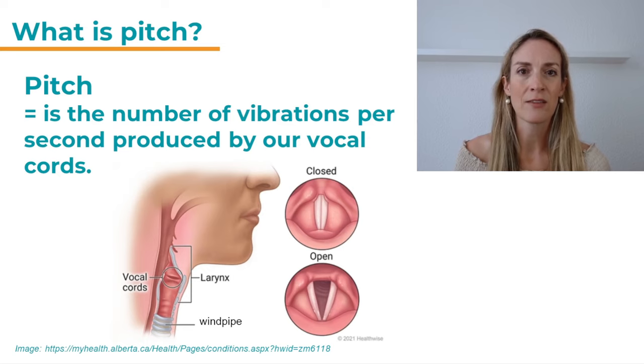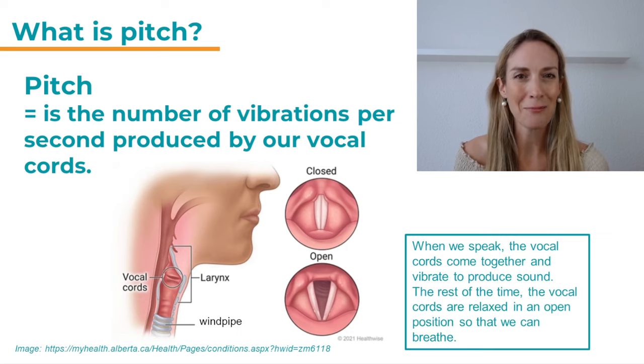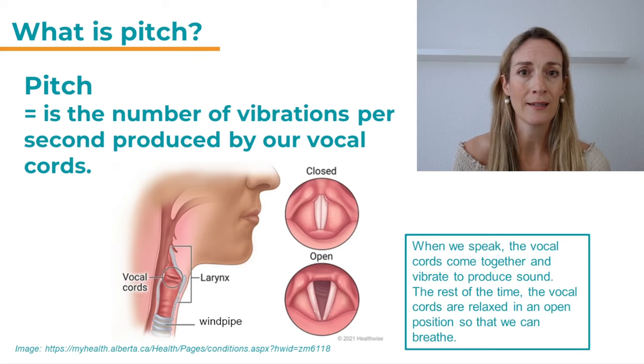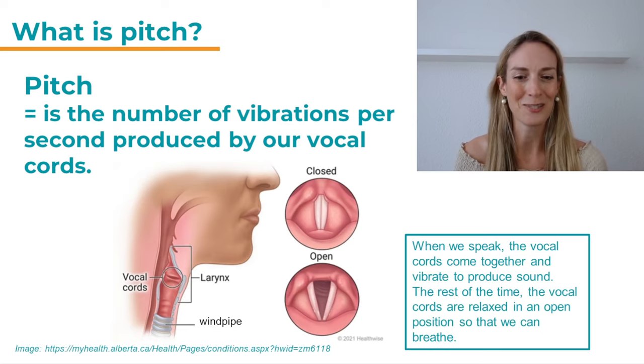And next to the diagram to the right, you can see a view of the vocal cords from on top. What they look like first in their closed form and then also in their opened form. Now, when we speak, the vocal cords come together and they vibrate to produce sounds. Sometimes they close completely, but often they just come together and start vibrating to produce sound that we then mold with the rest of our articulators. The rest of the time when you don't speak, the vocal cords are relaxed and in an open position so that you can breathe, because like you can see, the windpipe is just underneath the vocal cords.